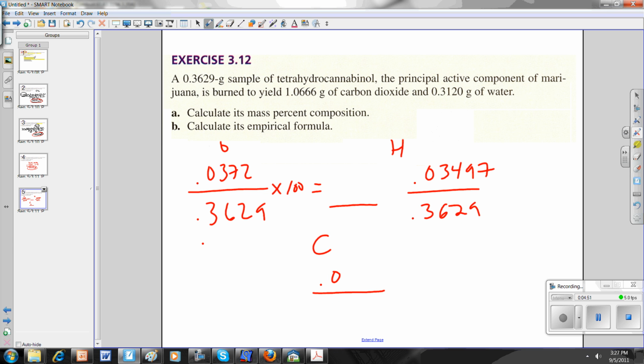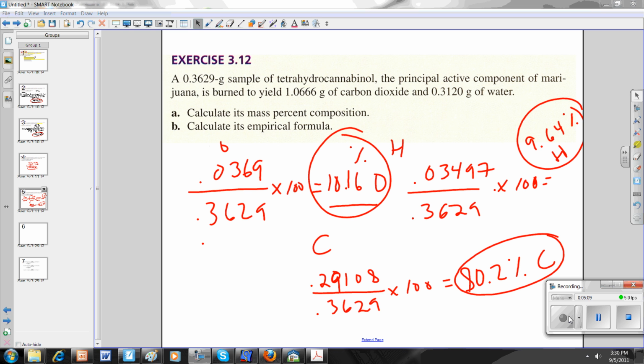So it's 0.29108 divided into 0.3629 times 100. This is how you get the percentages of each of them. So when you do that, you end up with a percentage of each of those.